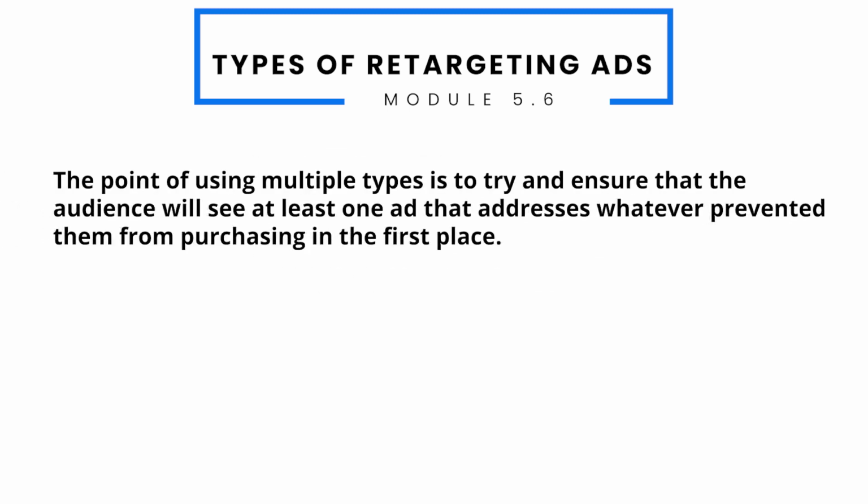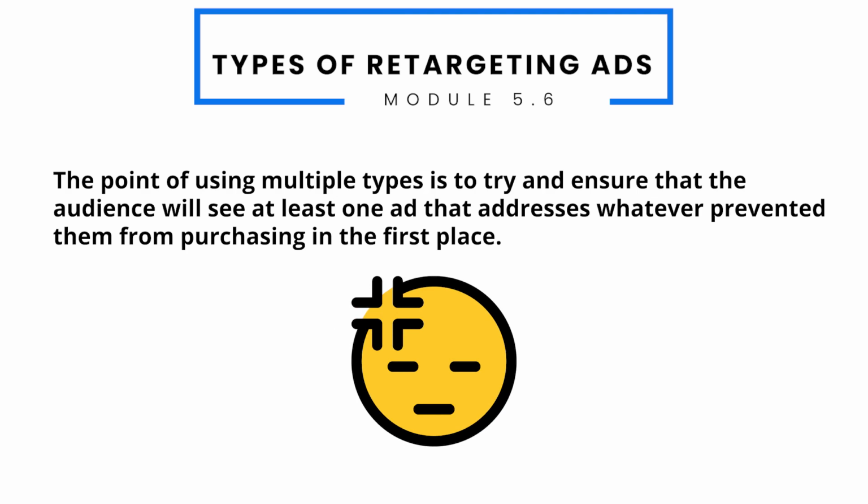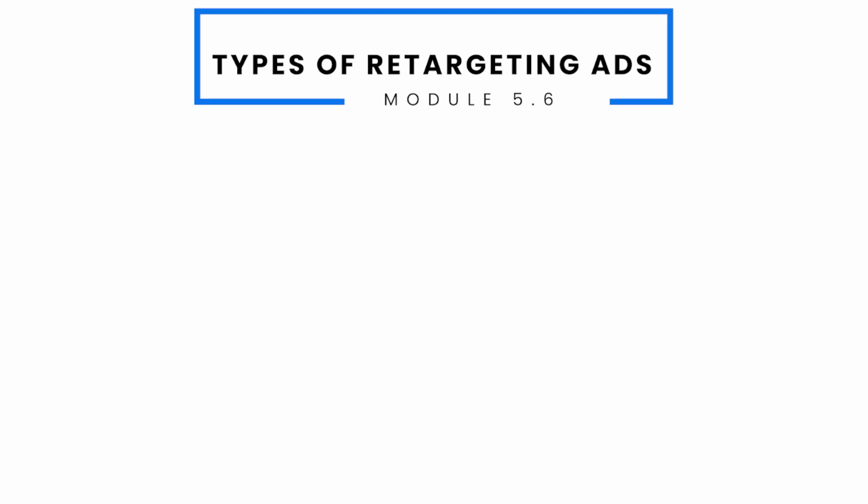The point of using multiple types is to try and ensure that the audience will see at least one ad that addresses whatever prevented them from purchasing in the first place. It's also never a bad thing to mix up the creatives. People get tired of seeing the same ad over and over again and will learn to ignore something they've seen too frequently. That being said, let's briefly go over each type of ad so that you have an idea of what each one does and where it might be used.